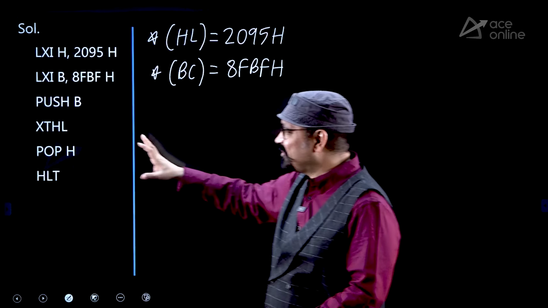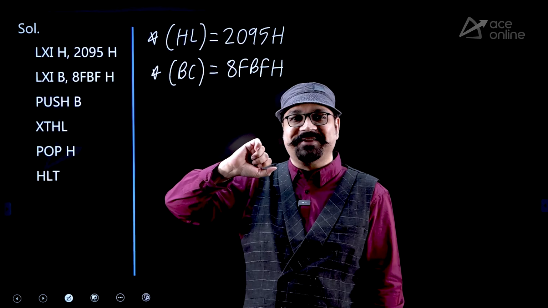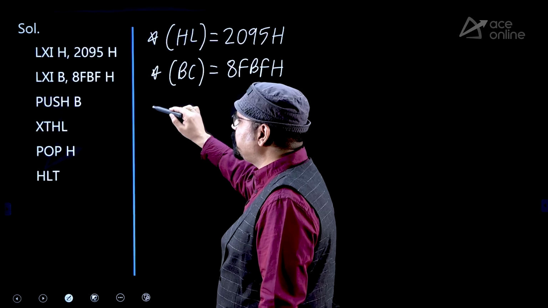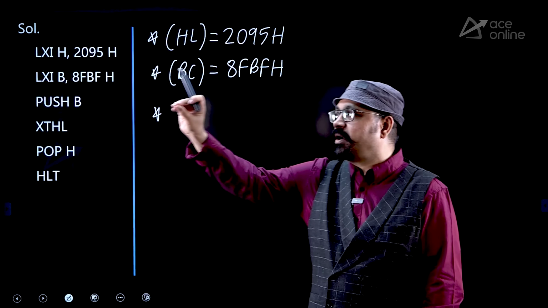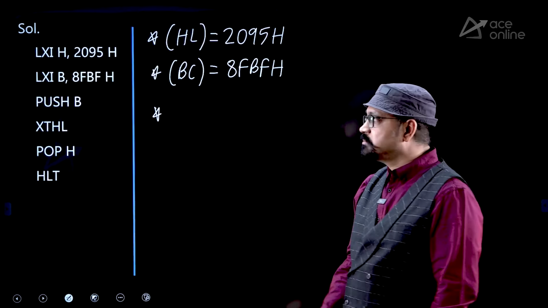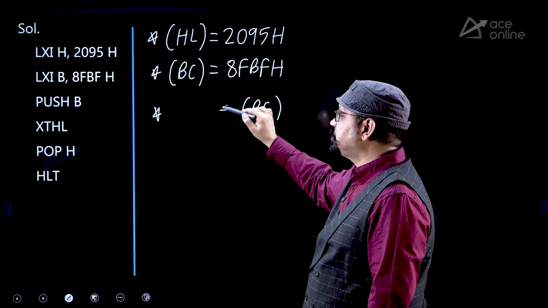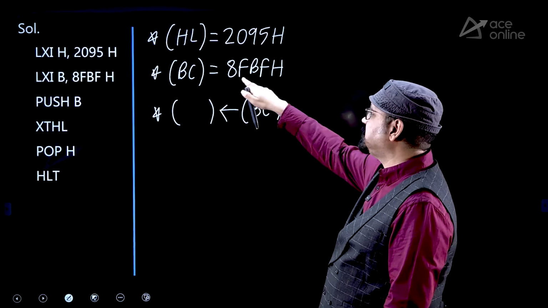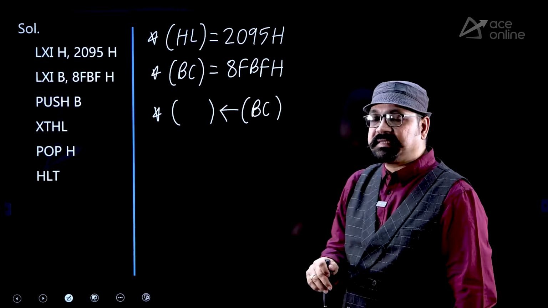I hope you know what is push, what is pop, what is XTHL. See, they have given a program where all the 3 stack related instructions are used. Push, pop, XTHL. Okay. What is push B? We are trying to push the contents of BC pair onto the stack memory. Content of BC pair, that is 8FBF hexa, is pushed into what? Stack memory. BC pair is a 16-bit number, no?